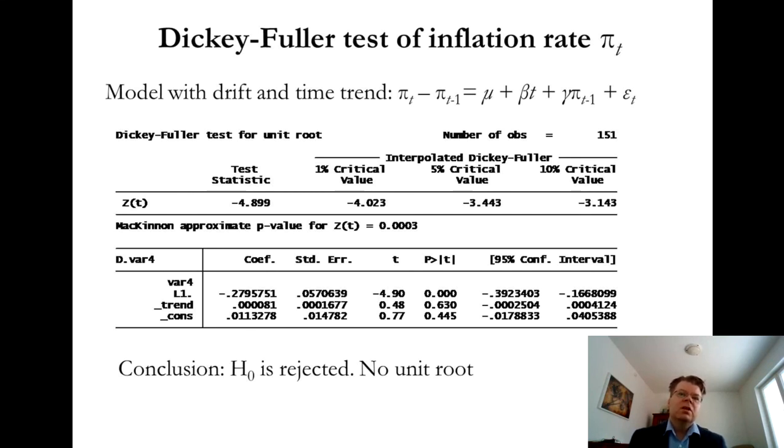the null hypothesis. So in this case, when we reject the null hypothesis, we conclude that there is no unit root. In a sense, it means that we have a stationary process, and therefore it's appropriate to use this inflation rate as a variable in the regression model, like we did in the previous video lesson with the sunspot number. So that confirms that the inflation rate is stationary, whereas this price index was certainly not.